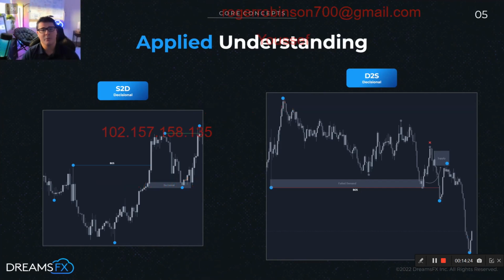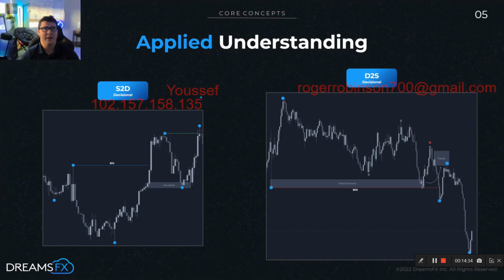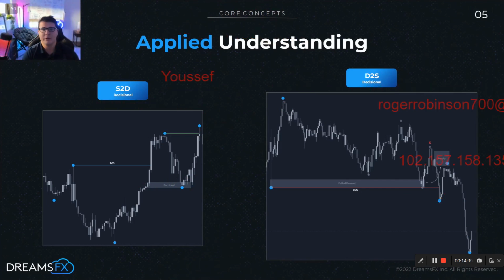And this is what we typically want to expect, and hopefully you can now see by these two brief applied understanding examples, as soon as price comes to mitigate an S2D or D2S decisional, there will typically be a drastic move that happens afterwards. And the purpose of that is, price is trying to go to a higher time frame. It's trying to fulfill a higher time frame objective. So it's going to impulsively get there after we have a BOS, for the reversal. So this is our applied understanding of the concepts.